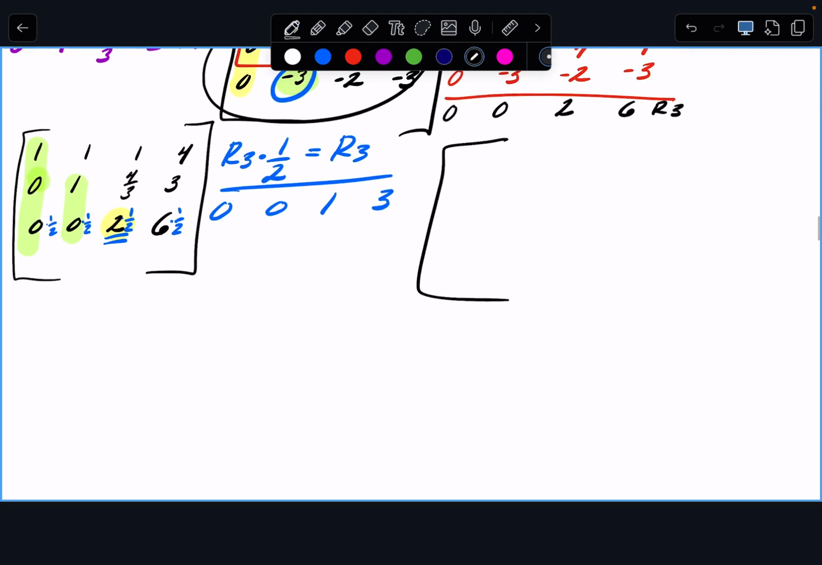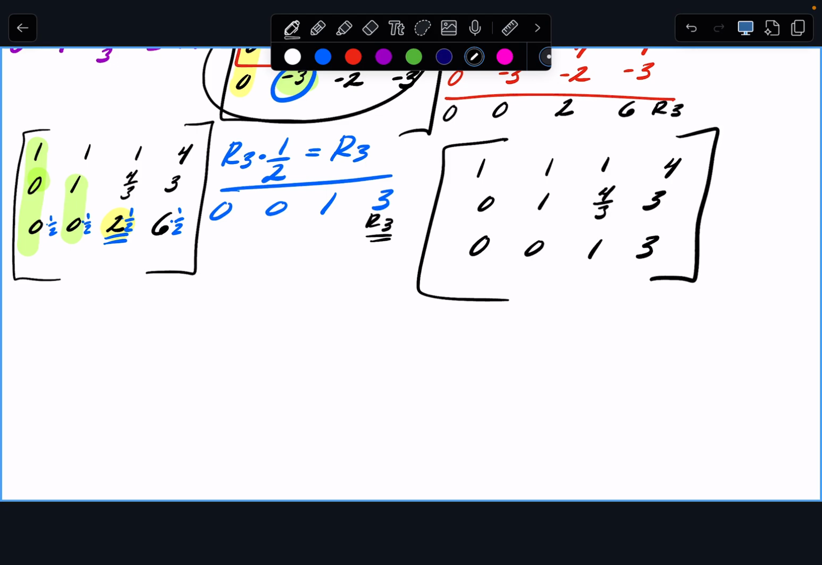Okay, so row 1 is 1, 1, 1, 4. Row 2 is 0, 1, 4 thirds, and 3. And row 3 just became, that's my new row 3. See, if I don't write it right next to it, I start to second guess it. 0, 0, 1, 3. Now look, we've reached our goal. This is row echelon form. Don't we have 1s along the diagonal and then 0s below?